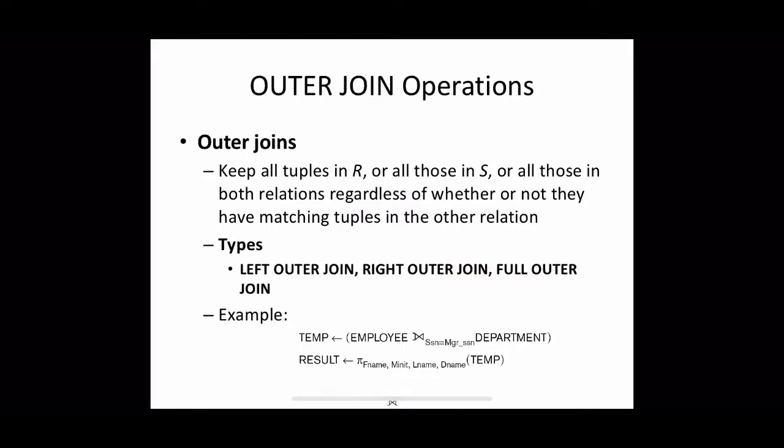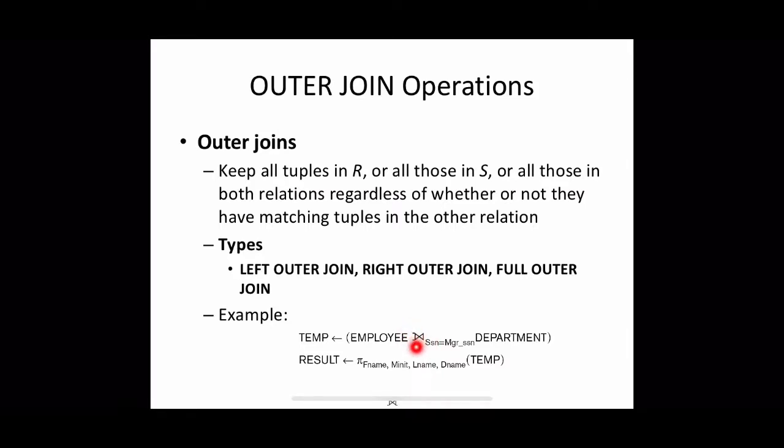Let us take an example. Suppose that we want a list of all employee names as well as the names of the departments they manage, if they happen to manage a department. If they do not manage a department, we can indicate it with a null value. So in such a case, we can apply the left outer join operation. We are joining employee with department with the join attribute as SSN, and we are performing a left outer join.